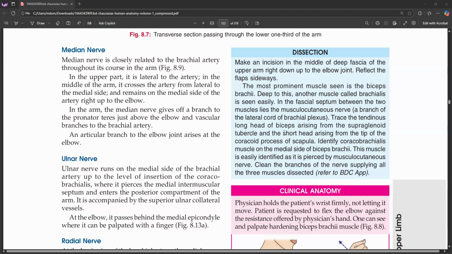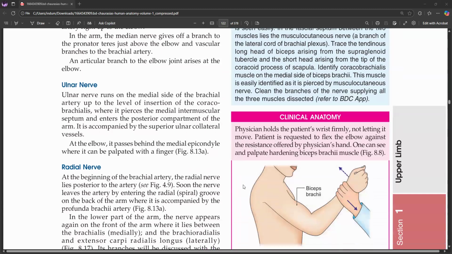Identify coracobrachialis muscle on the medial side of biceps brachii. This muscle is easily identified as it is pierced by musculocutaneous nerve. Clean the branches of the nerves supplying all the three muscles dissected.